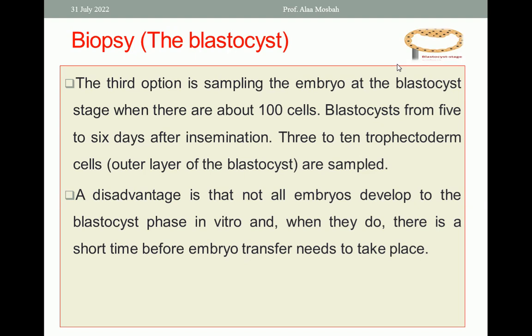A disadvantage is that not all embryos develop to the blastocyst phase in vitro, and when they do, there is a short time before embryo transfer needs to take place. This is the disadvantage. Okay?